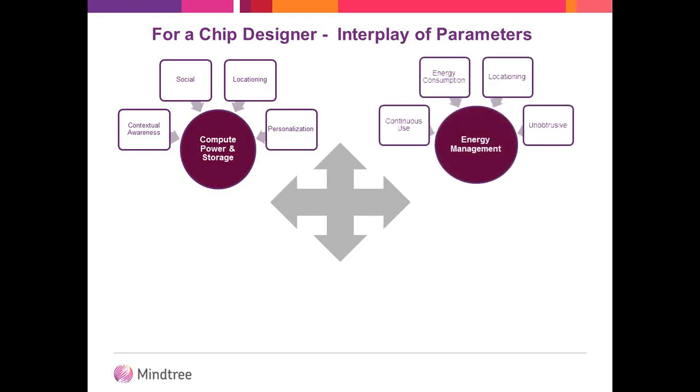The second parameter a chip designer looks at is energy management. All of us today know about low power, and we bring a lot of infrastructure into the chips to enable power save. Again, you need to look at what different parameters will drive this. For example, continuous use. If your device is going to be in continuous use, then you need to build in a power management strategy that can take care of the user's patterns automatically.